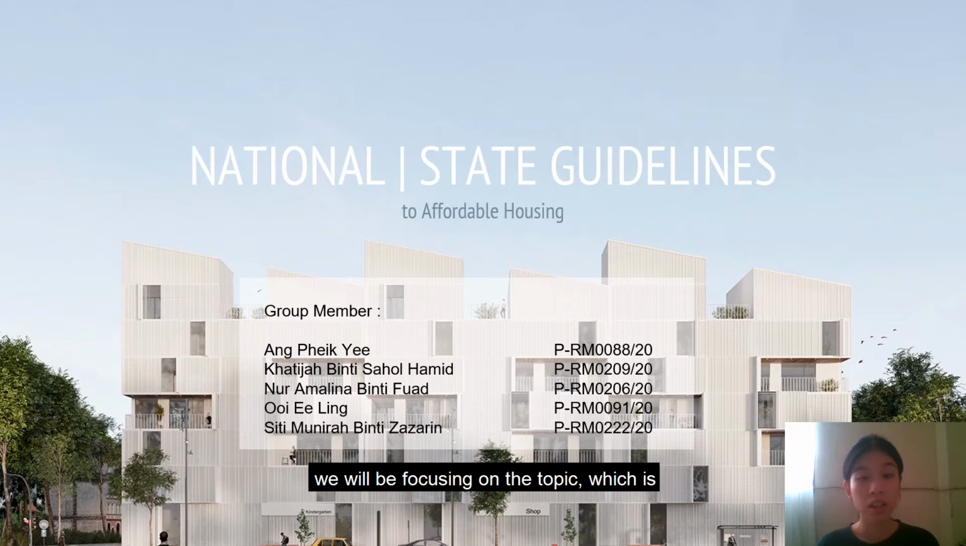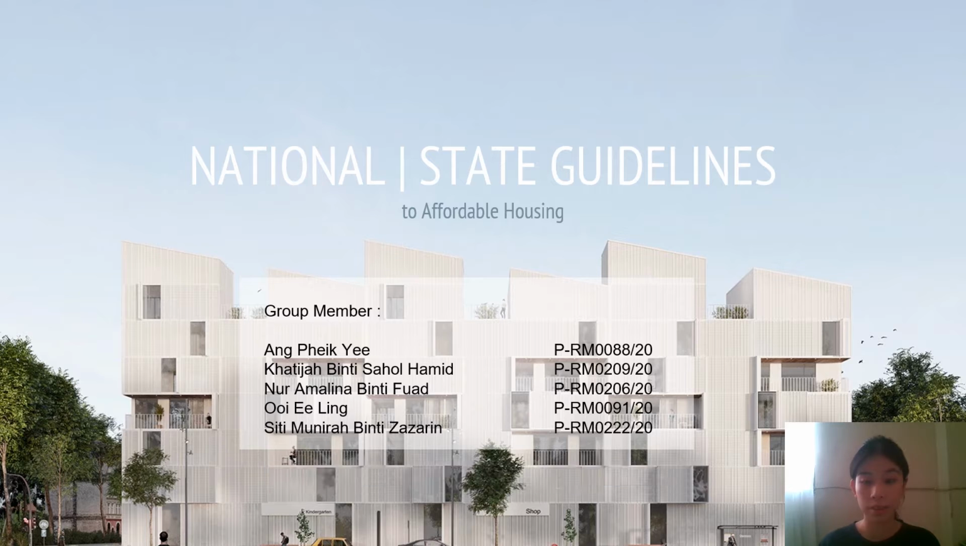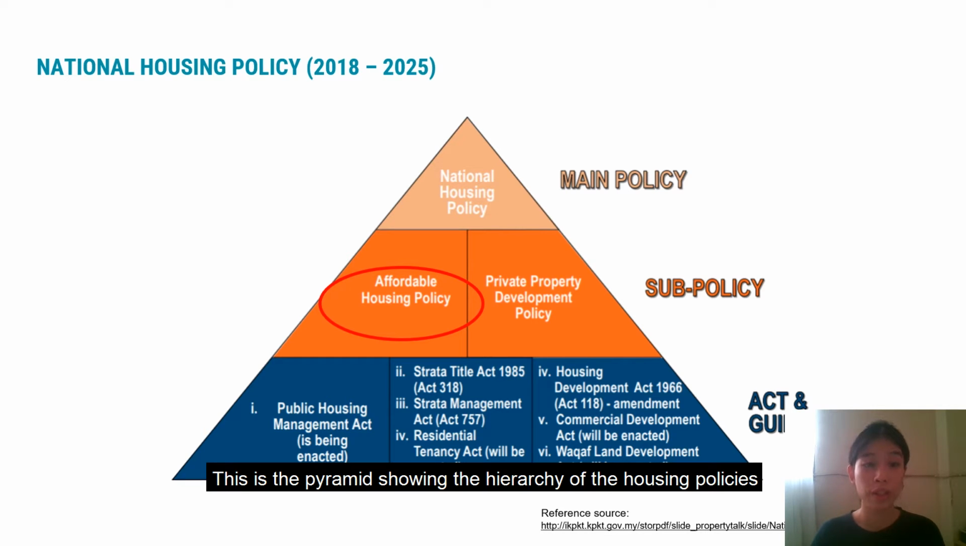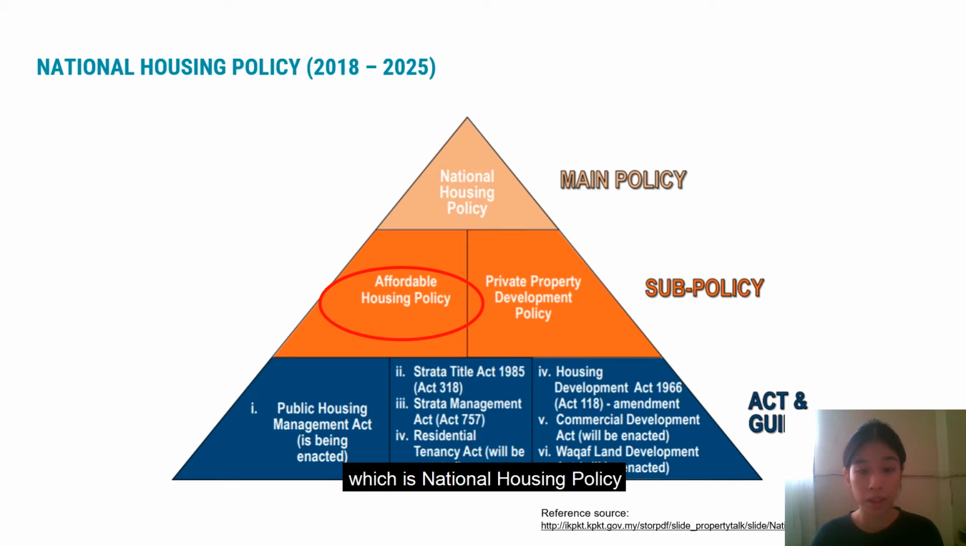We will be focusing on the topic, which is national and state guidelines to affordable housing. This is the pyramid showing the hierarchy of the housing policy. On the top, there is the main policy, which is the National Housing Policy.